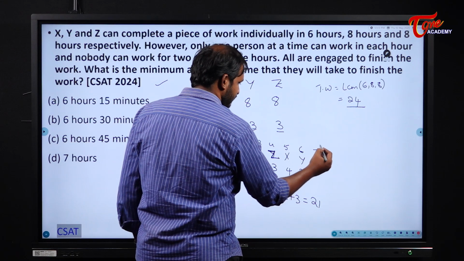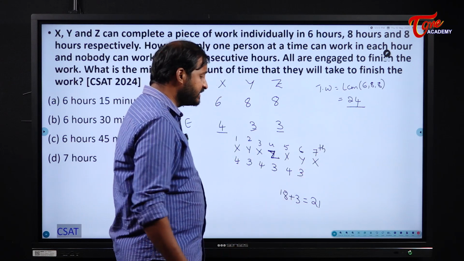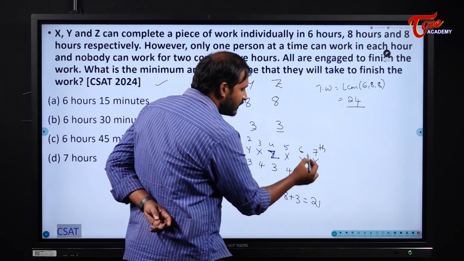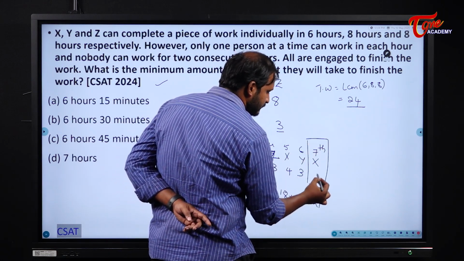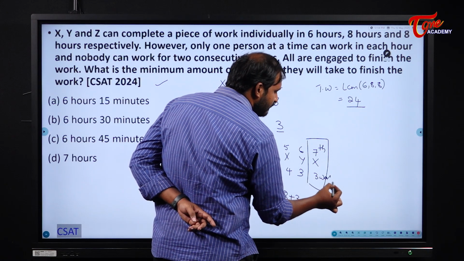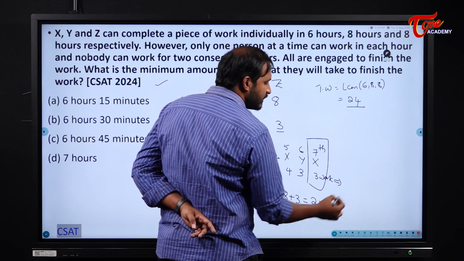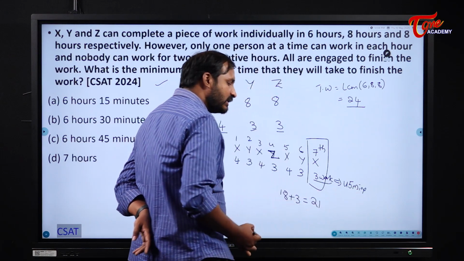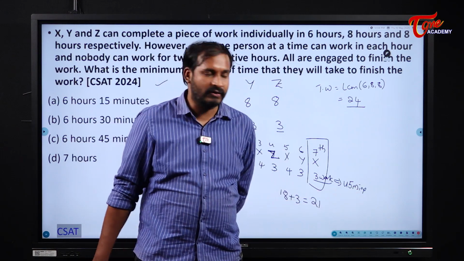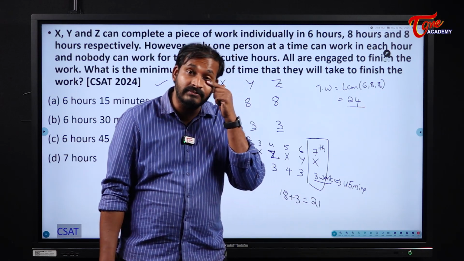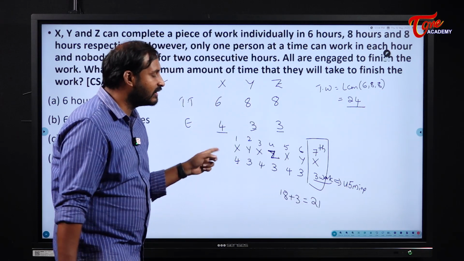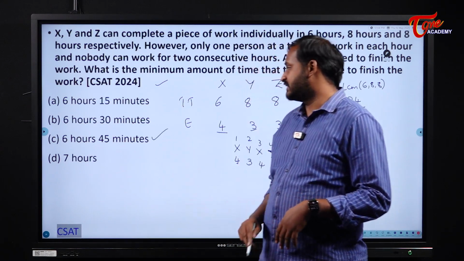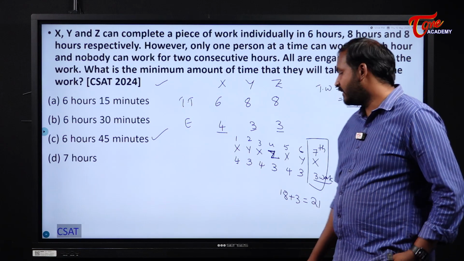So as usual, who should work once again? X should work on the 7th hour. But X can do 4 work. Do I require 4 work here? No. The leftover work is how much? Just 3 work. So 3 work will be finished by X in how much time? In just 45 minutes. Why? Because in 1 hour he will do 4 work. 3 work will be done by him in what time? Just 45 minutes. So the total work will be finished in what time? 6 hours 45 minutes. 6 hours 45 minutes will be our answer here.